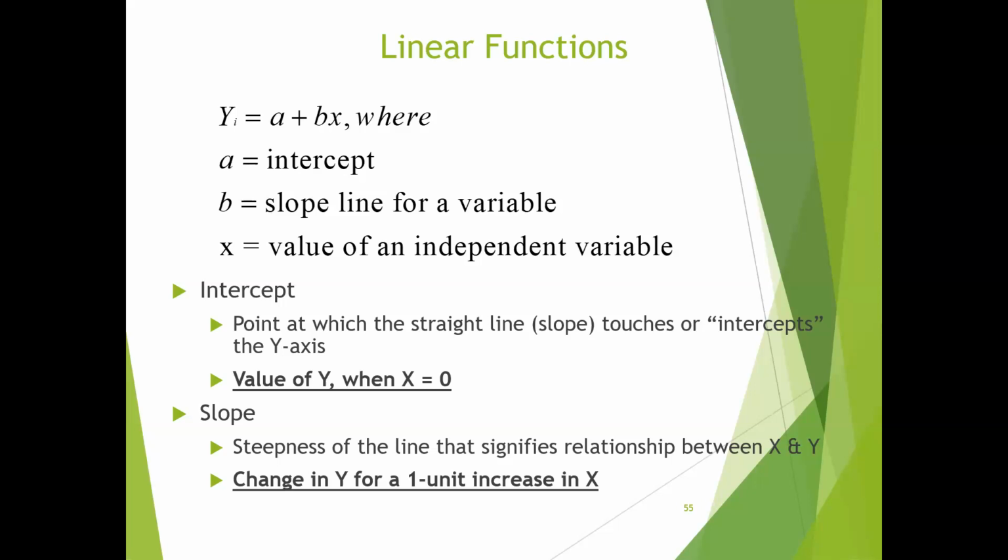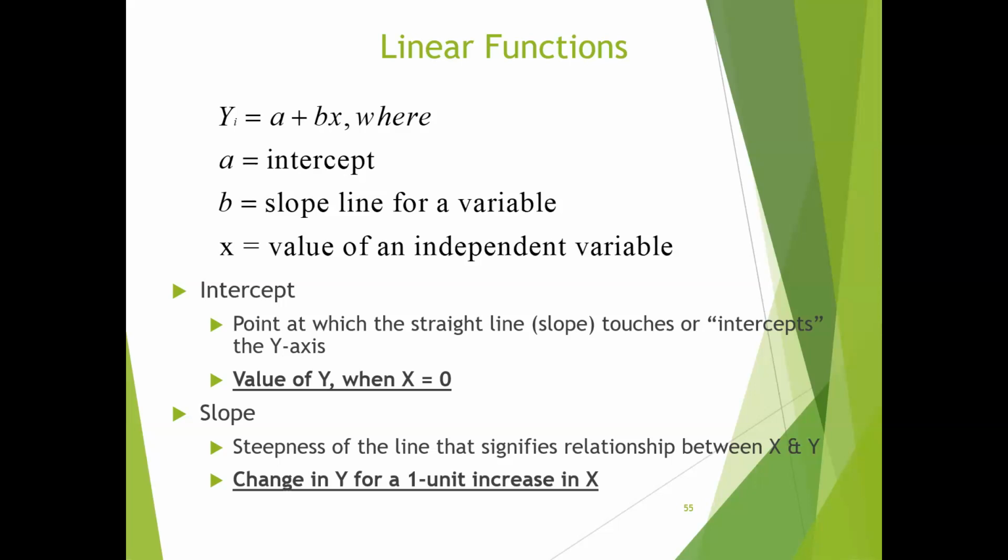Why would that be? Anything times 0 cancels out, from high school algebra. So by definition, the intercept, or A, is equal to Y when X is equal to 0. Okay, and the slope, which is B, is the steepness of the line that signifies the relationship between X and Y.